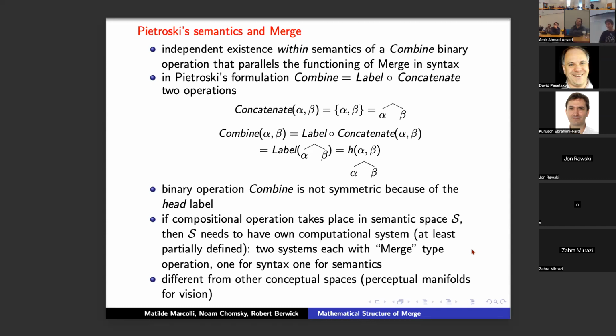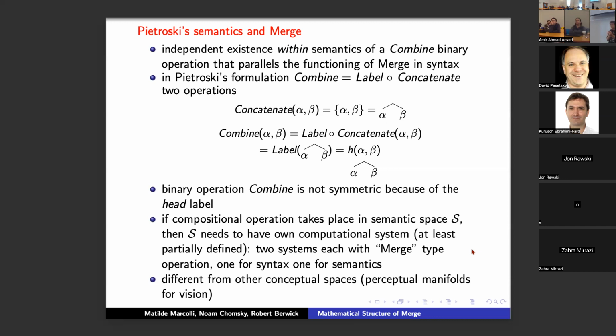The way this is formulated is that on the side of syntax, you have your generative process given by merge. And on the side of semantics, you have another operation that, in a sense, mimics the structure of merge. It's referred to as combine, and in the Postgres formulation, it's a combination of two things: a concatenation operation and a labeling operation. The labeling operation is like keeping track of a head, and the concatenation operation is, in a sense, like merge.